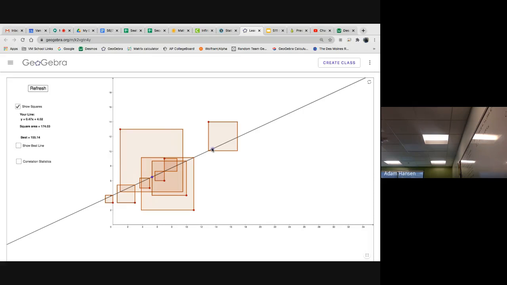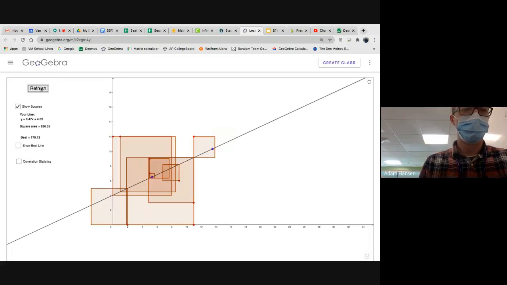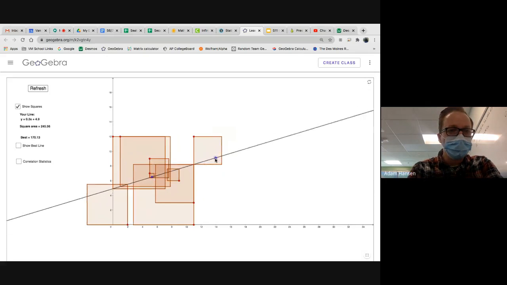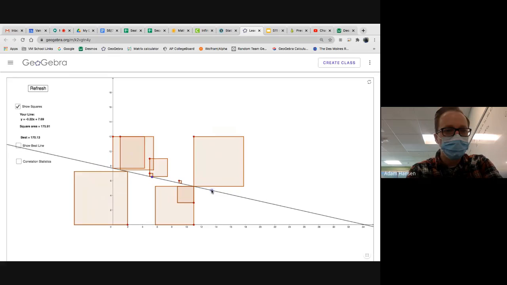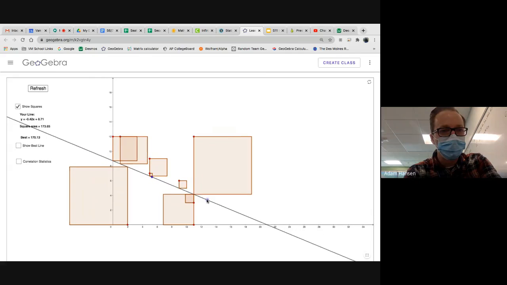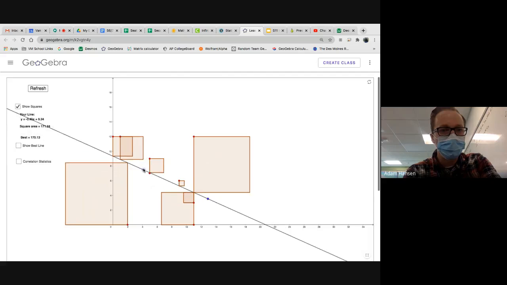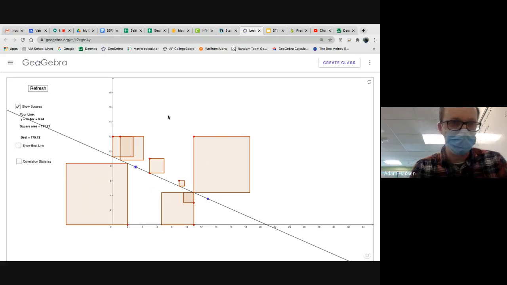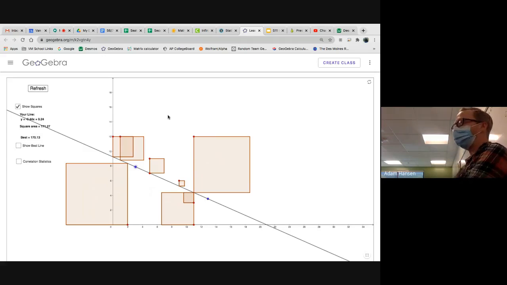When I move off that line, I increase the squared error from what the best one should be. I made the area in red larger than it's supposed to be, and I'm trying to minimize it. I can hit refresh and get another one here. 286, it needs to be 170. One's a little bit harder. I'm off by about one there. But there we go.